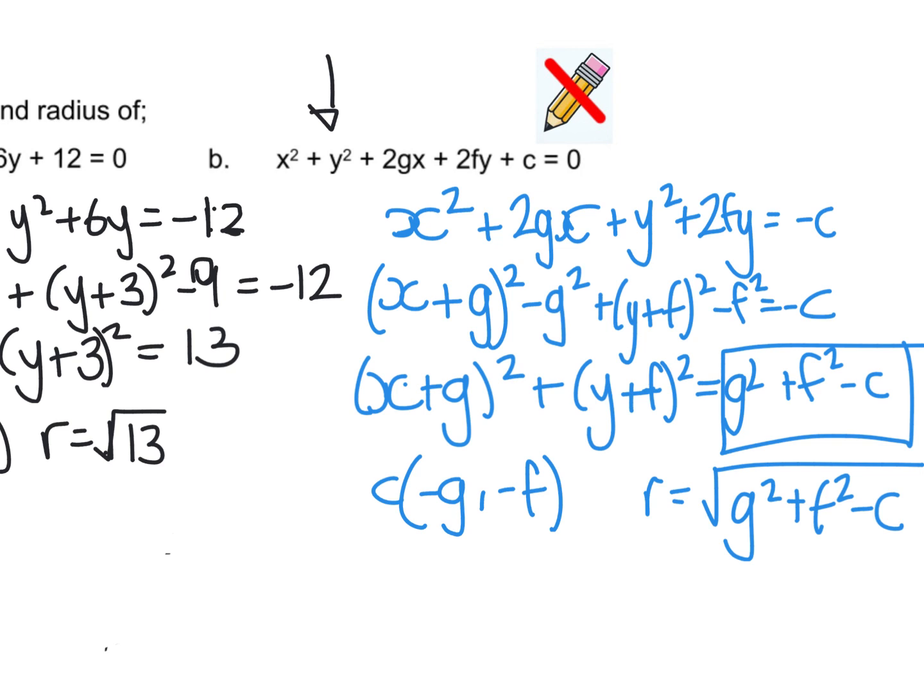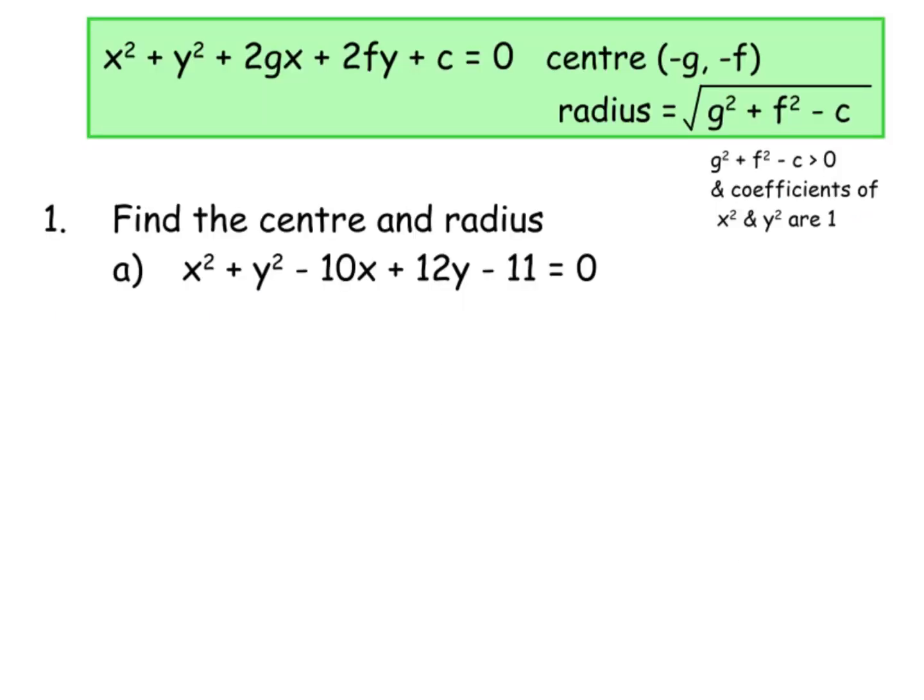So when it's given in this format, all expanded out, you get your centre by looking at these two little bits here. And once you've got your centre, you get your radius by doing g squared plus f squared and taking away whatever this little c is. Here it is, how it appears in the past paper sheet. You are always given it, you just need to know how to use it.